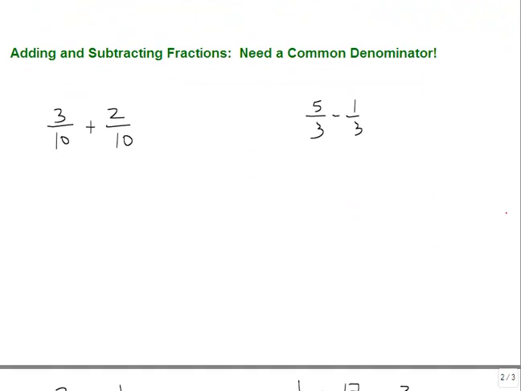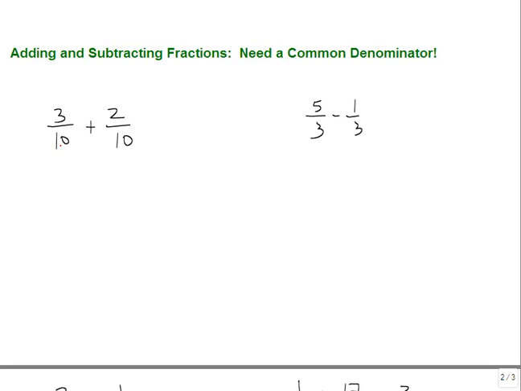The last thing we're going to talk about is adding and subtracting fractions, and this is actually a little bit tougher to do than multiplying or dividing, because when you multiply or divide, you can have any fractions at all that you multiply or divide, but with adding and subtracting, you can only add or subtract fractions that have the same denominator. You have to have common denominators. So let's practice a couple of easy ones that already have common denominators.